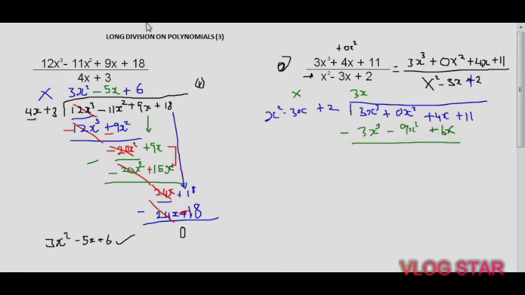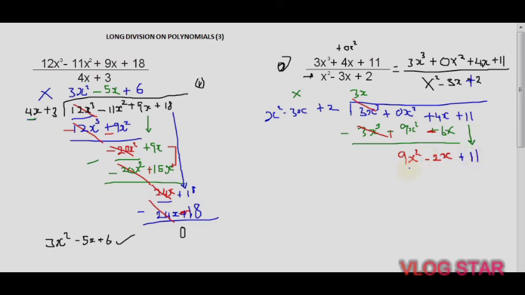In subtracting, like we earlier said, you cancel out these ones. This minus over here changes this minus here to your plus. That is now 9x squared plus 0x squared, which is same as 9x squared. Okay, that's all. This minus over here changes this plus here to minus. Plus 4x minus 6x is going to give us minus 2x. So next, like I told you earlier, bring down the next term, which is plus 11. That's the last term over here.